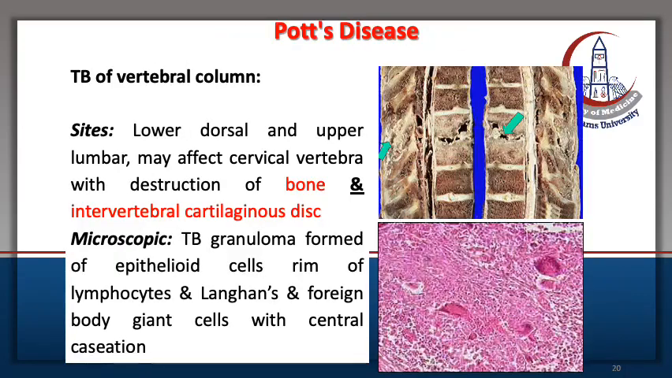The vertebral column affected is usually the lower dorsal and upper lumbar, and maybe the vertebrae of the cervical region. The site of affection is the bone and the disc. Under the microscope, we will find the TB granuloma with evident epithelioid cells and Langerhans giant cells.